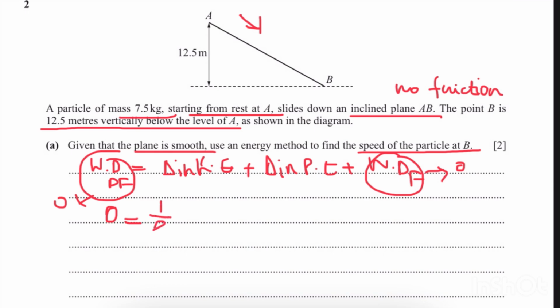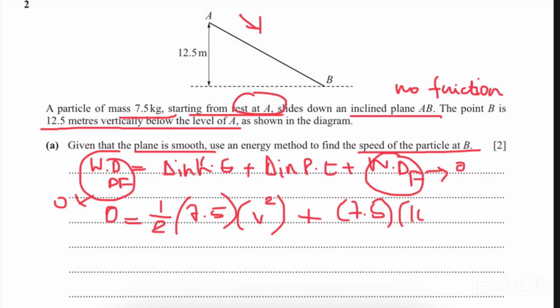That means this is half times the mass, which is 7.5. They have not given us the final speed, so this is v squared. And since it is starting from rest at A, the initial velocity is 0, so we won't add that. The change in potential energy has a formula of mgh, which is the mass, 7.5, and then the gravity, which is 10.